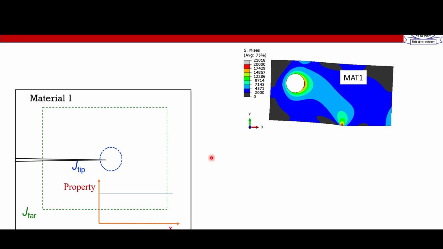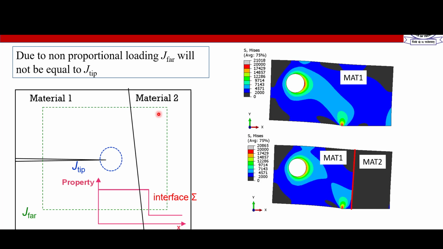Now assume that this material 1 is steel, any steel, and it has been somehow joined with another material, which for example you can take as aluminum. And we also assume that these two materials are deforming only elastically. So material 1 has an elastic modulus of 200 gigapascal, and material 2, because it is aluminum, should have an elastic modulus of 70 gigapascal. So there is a drop in the mechanical property, in elastic modulus.